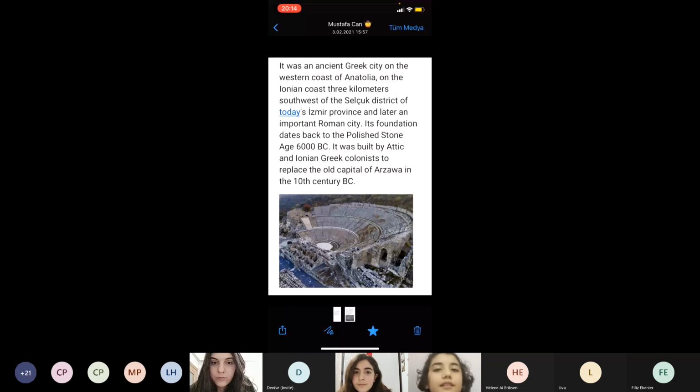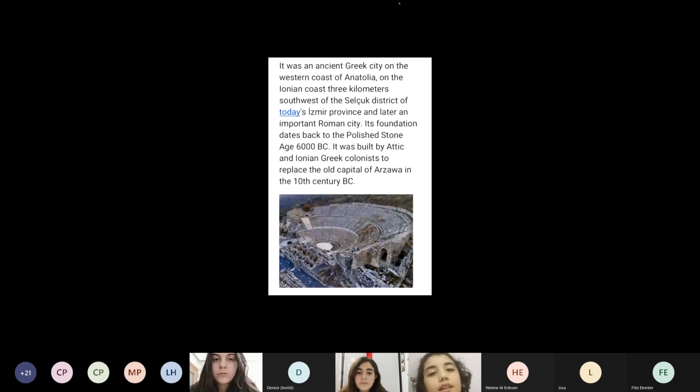It was an ancient Greek city on the western coast of Anatolia, on the Ionian coast 3 kilometers southwest of the Seljuk district of today's Izmir province, and later an important Roman city. Its foundation dates back to the Late Stone Age, 6000 BC. It was built by Attic and Ionian Greek colonists to replace the old capital of Arzawa in the 10th century BC.